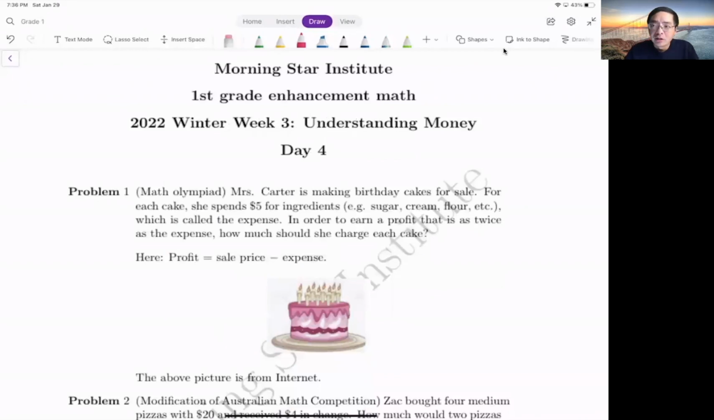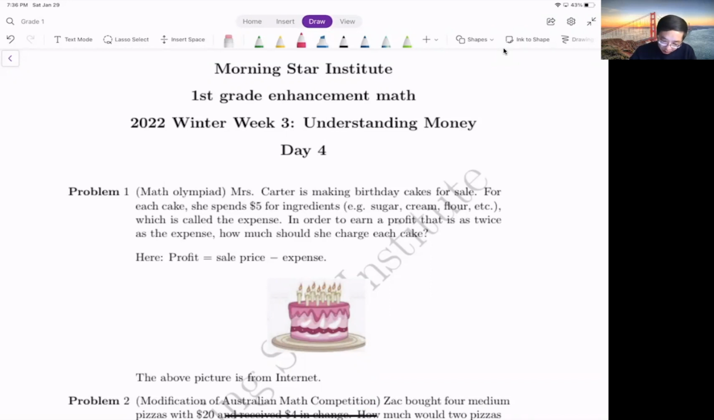Day 4, question number 1. The problem says Miss Carter is making birthday cakes for sale. For each cake, she spends $5 for ingredients. Like she needs to buy sugar, cream, flour, probably some chocolate and some decoration and whatever. So that is called the expense. That's how much she needs to pay in order to make the cake.